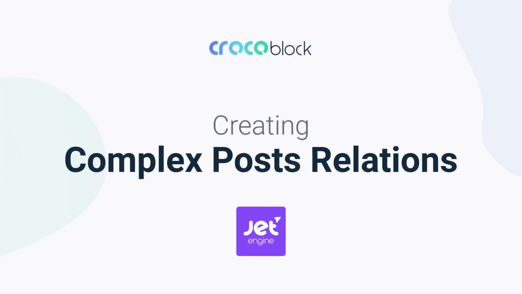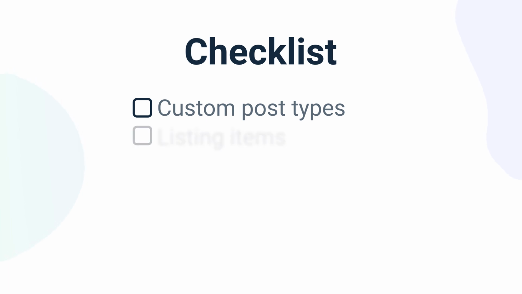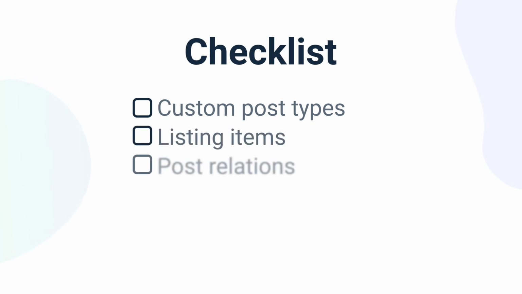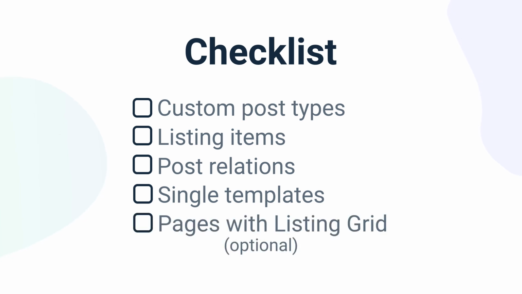We are going to create a website with events. To do this, you need the following elements: custom post types, listing items, post relations, single templates, pages with listing grid, but the last not the must, just for convenient website navigation.